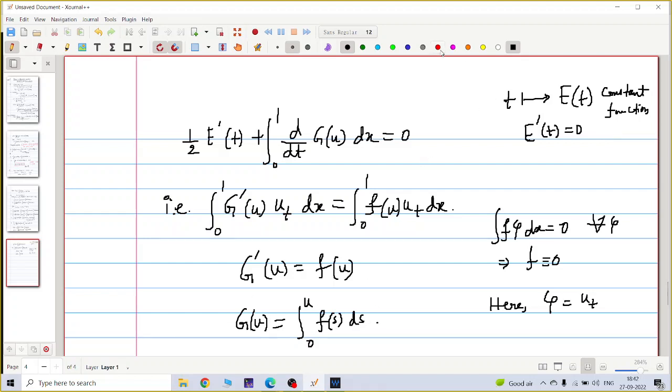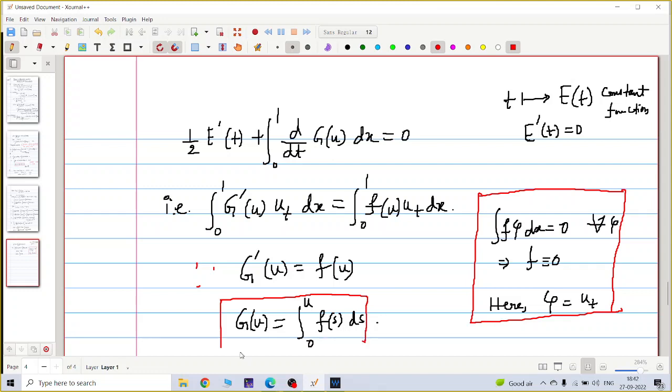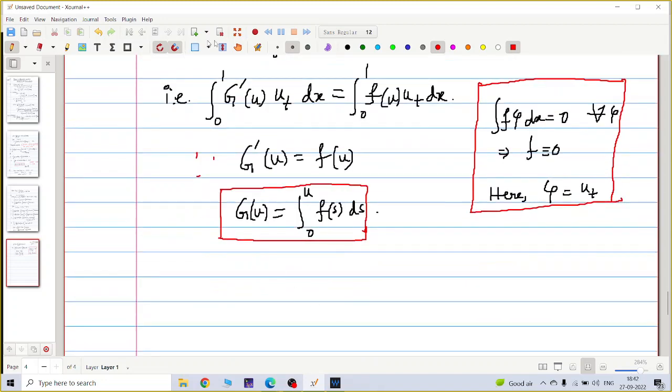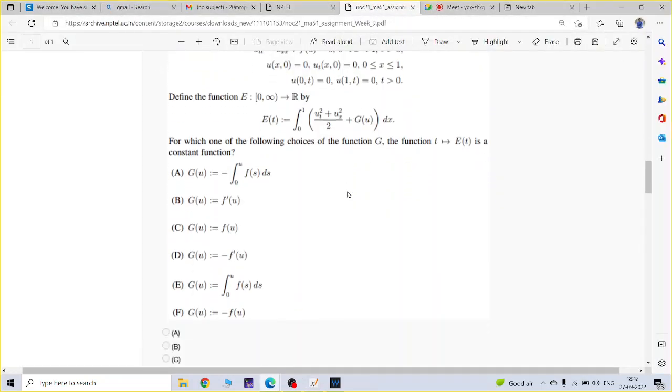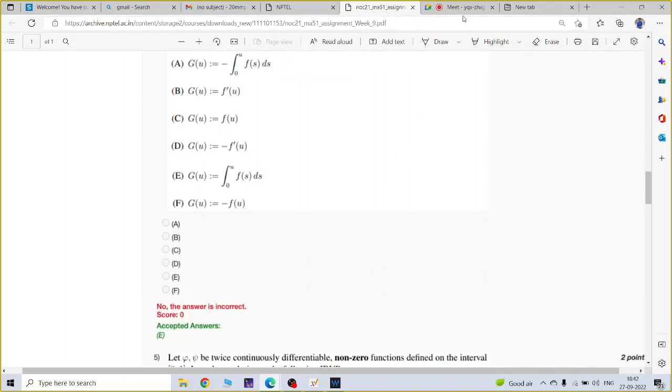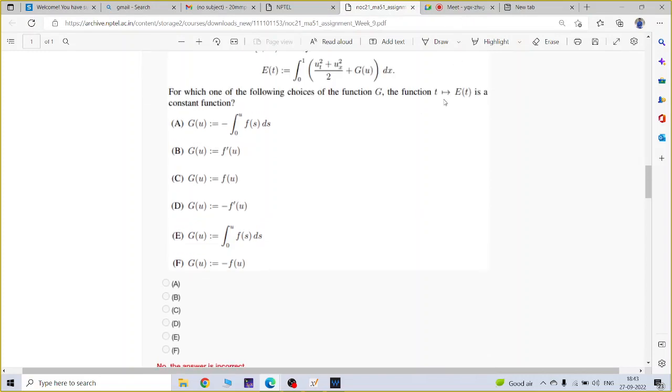So let me show you first. This is my answer. This is a formula that I used. Hence, this is my answer. Okay, so let me check which options are correct. Correct option is, I am getting g equal to integral 0 to u f(s) ds. That is option E. So option E is the correct option.